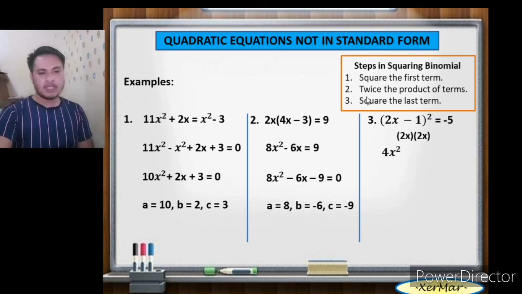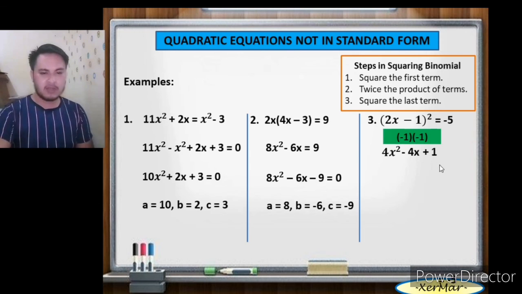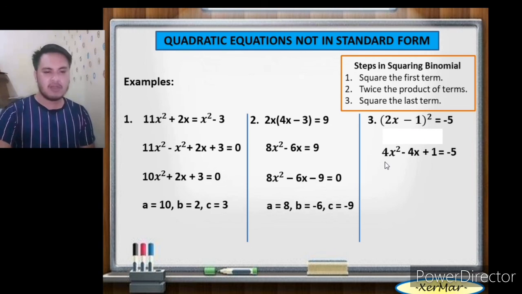Next, twice the product of the terms. So we have 2 times 2x times negative 1. The answer is negative 4x. And last, square the last term. Negative 1 times negative 1 is positive 1, and that is equal to negative 5. So again, we have 4x squared minus 4x plus 1 equals negative 5.